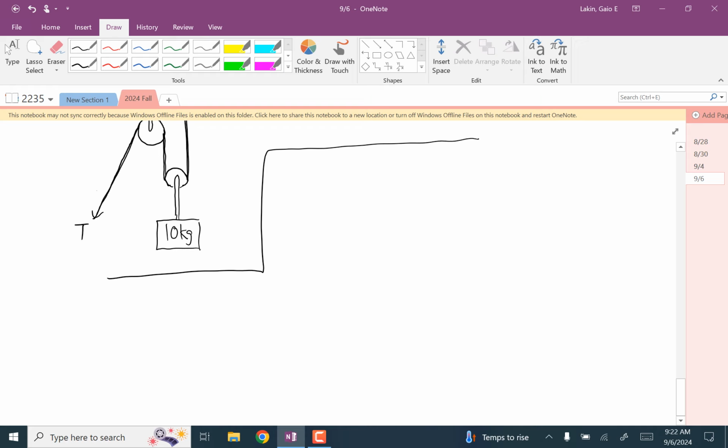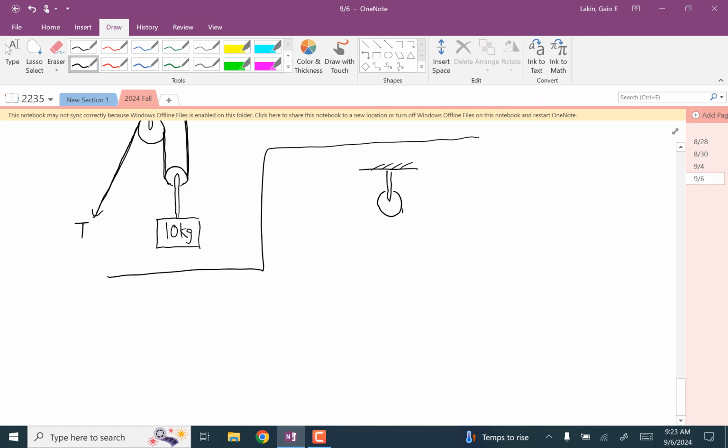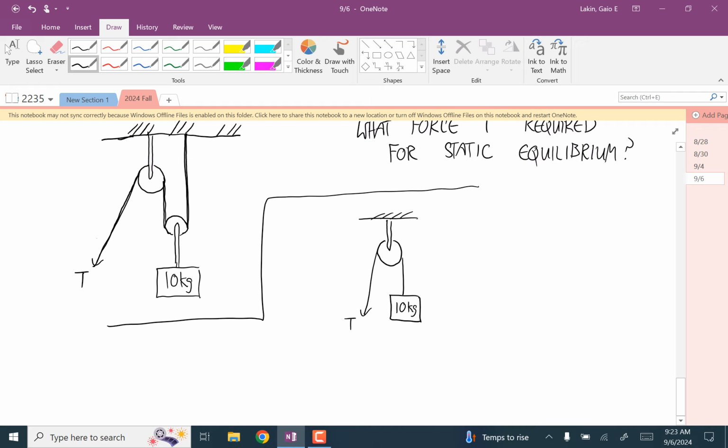First, if this was just a single pulley with the mass on one side and T on the other side, what would this force T be? It would equal the weight of this, so it would be 98.1 newtons, right? We're going to see that it's less than that in this case. Okay.